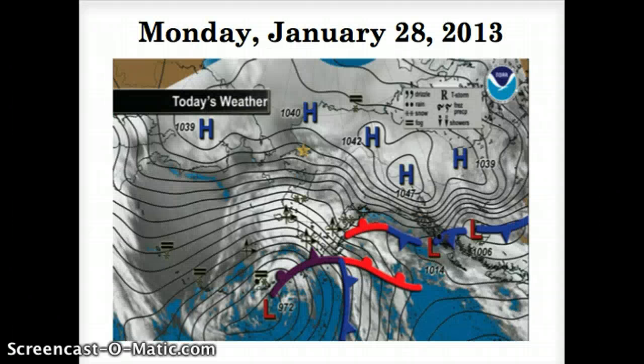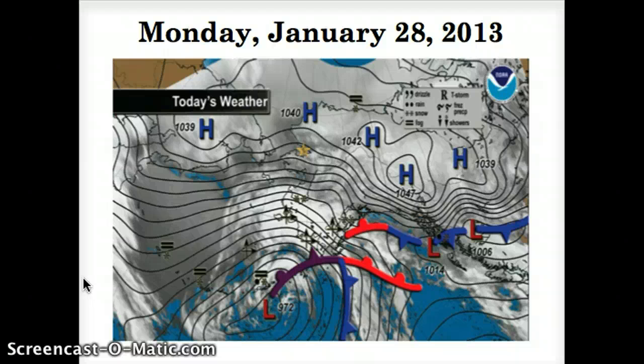Now looking at January 28th, we see that there are high pressure systems up in the north, while there is an occluded front with a low pressure system in the south, and a stationary front with two lows in southeast Alaska. The changes in humidity have a direct effect on the weather and movement of different air masses. With high humidity, there's enough water in the air to make it rain or snow.